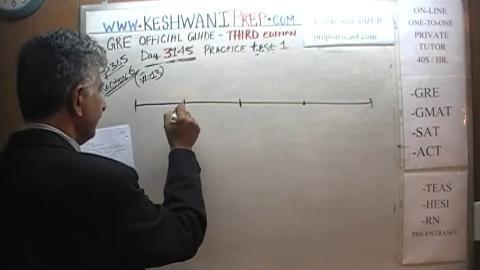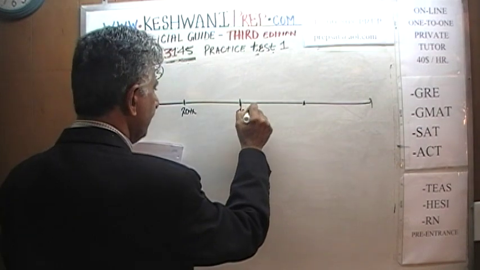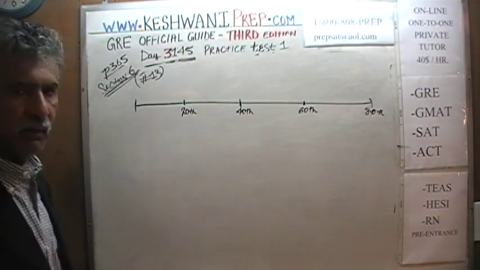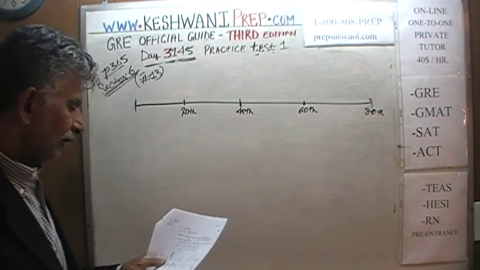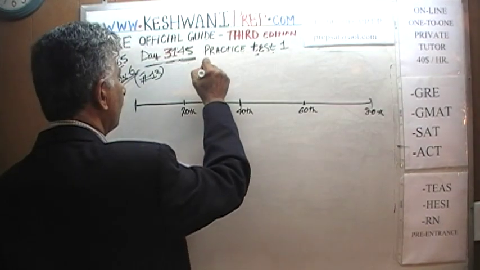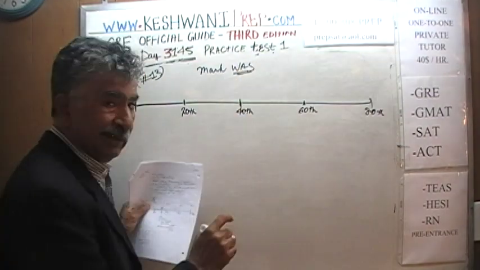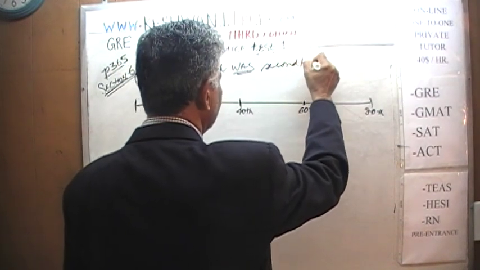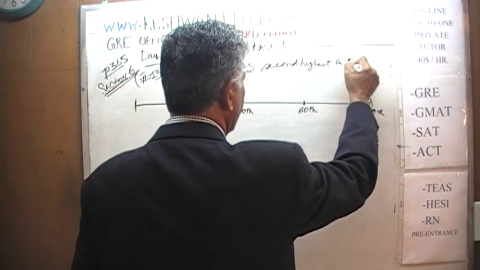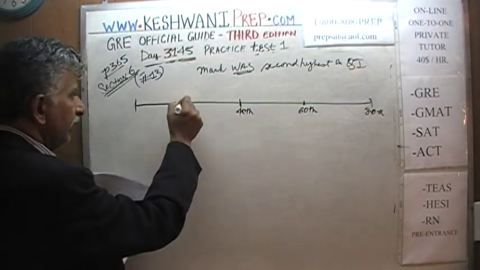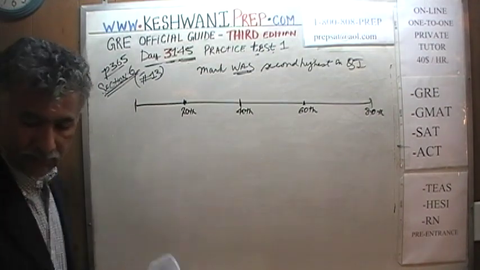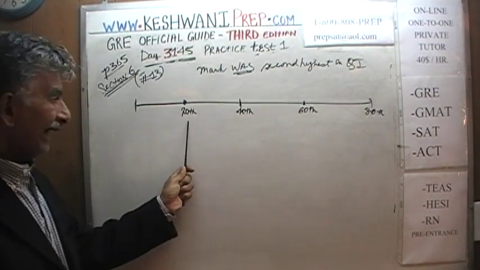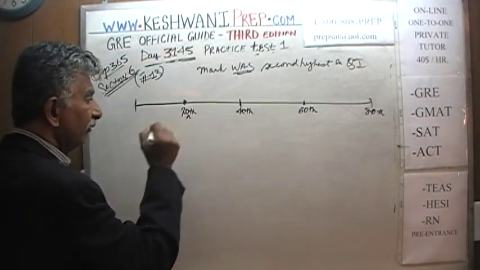So, here's the 20th guy. Here's the 40th guy. Here's the 60th guy. And there's the 80th guy. These are our 4 quartiles. Where does Mark start out? Mark was the second highest in the first quartile. Mark was, that's the operative word, he was. Not anymore, after we hired 8 new people, his ranking has changed obviously, but he was second highest in the first quartile. Well, where is the first quartile? The first quartile ends here. In other words, the 20th guy in the ranking, after the ranking has been arranged from the least to the greatest, the guy making the 20th highest salary is the end of our first quartile.